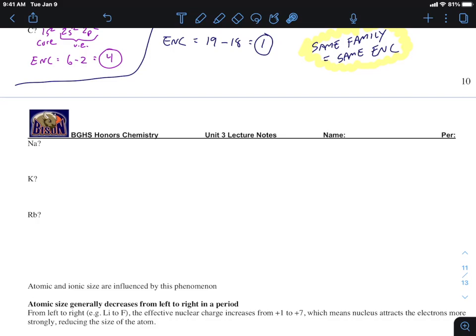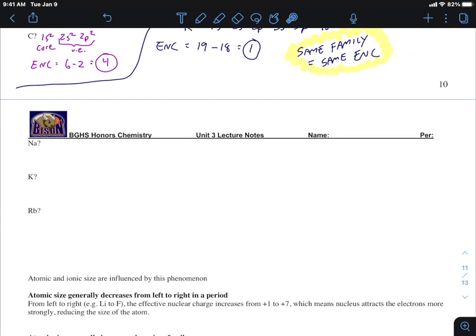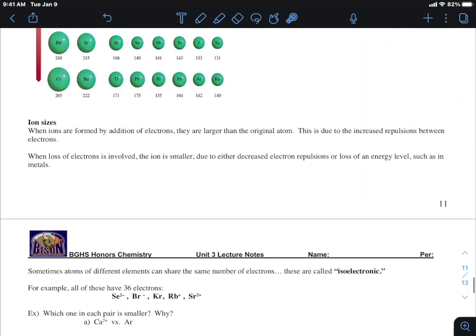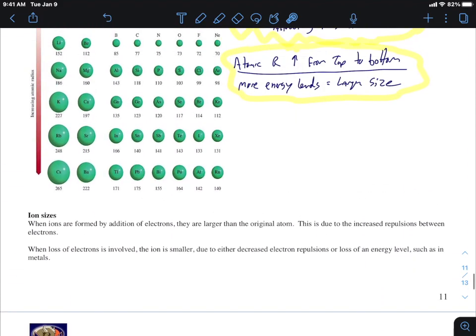Selenium, 34, versus tellurium, 52. Which one is bigger? Selenium, tellurium. Okay. Tellurium is bigger because it has more electrons. More electrons, but more accurately, another term is better than electrons. More energy levels. Yes. Tellurium is bigger because it has one more energy level than selenium does. How are we doing? Okay? All right. Good. So that's actually as far as I wanted to get today in the notes.